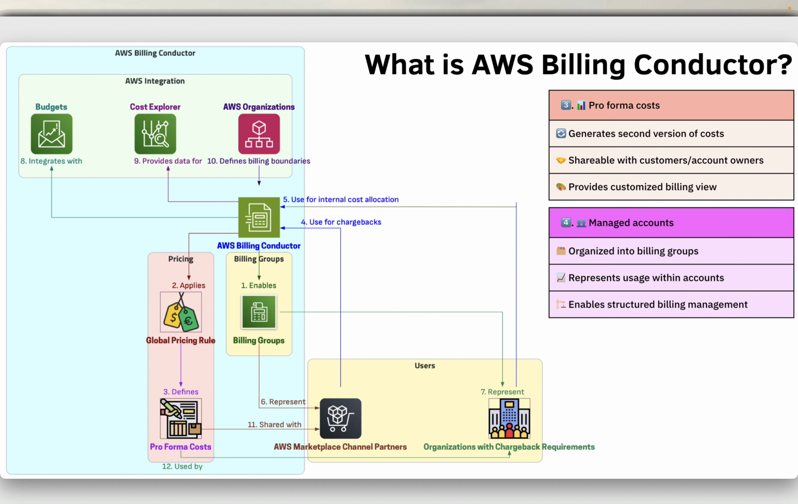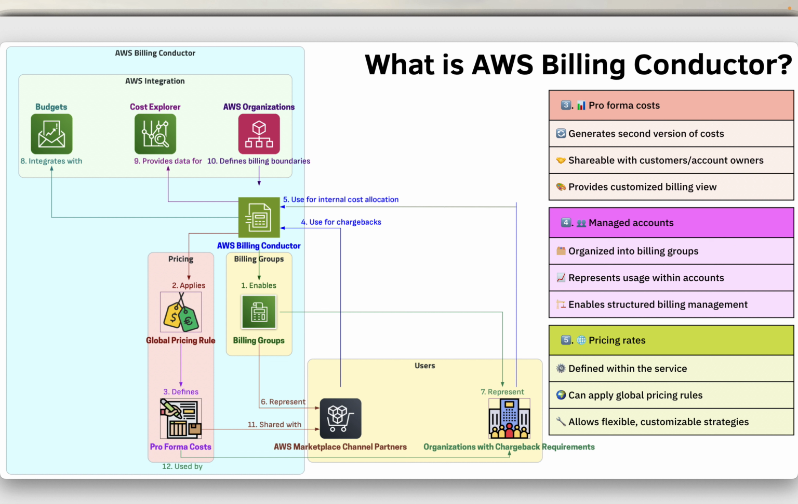Managed accounts in billing groups. So the pro forma cost represents the usage within AWS accounts managed by Billing Conductor. These managed accounts are organized into billing groups, which allows for structured and organized billing management. It applies defined pricing rates. So Billing Conductor uses pricing rates that are defined within the service itself. For example, it can apply a global pricing rule to implement public pricing across all usage. This feature allows for flexible and customizable pricing strategies.